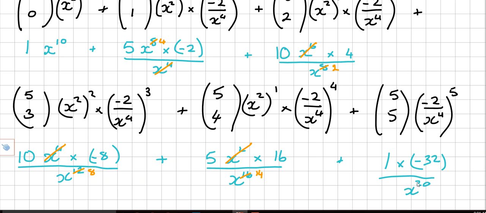Say again. Remember, we don't divide the powers, we subtract. That's what someone was saying.